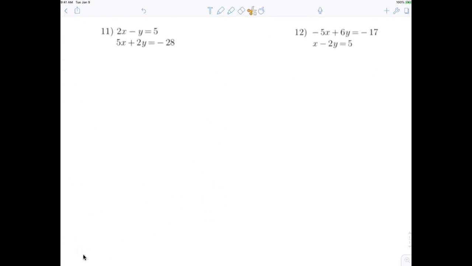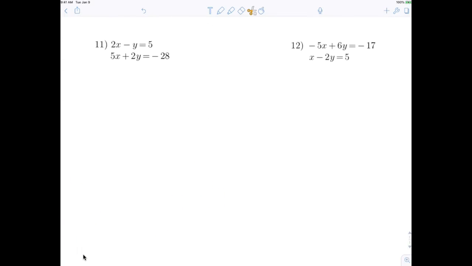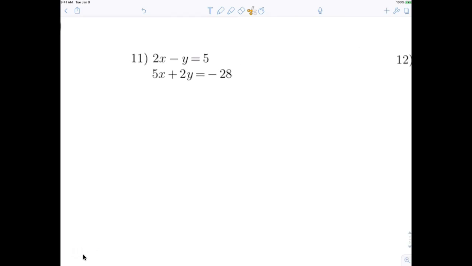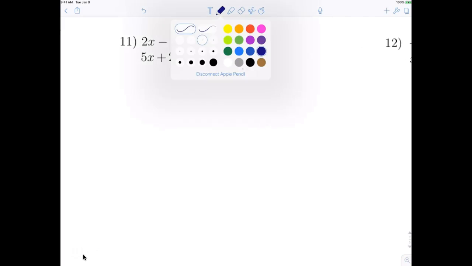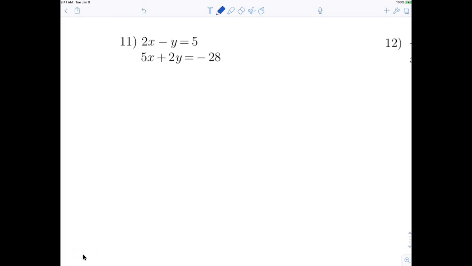Okay, so here we go. Here's number 11. Now, does everybody understand what I'm saying? What do I have to multiply 11 by? Come on, someone's thinking. What do I multiply the top equation by? Why 2? Because it's on the bottom.